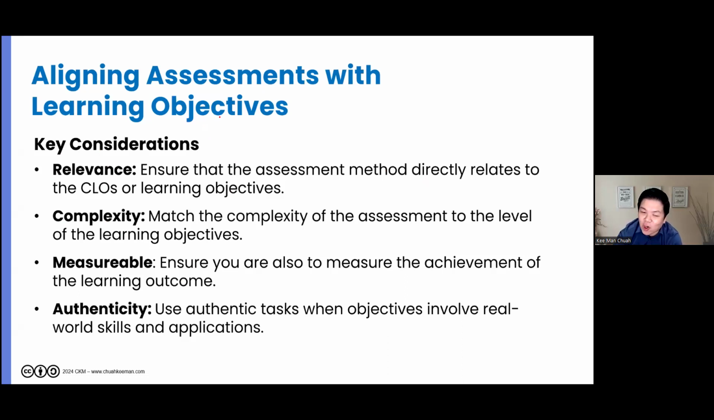If you're designing the course, or if you have the chance to do CQI, continuous quality improvement, you can relook at your objective, relook at your course outcome, and look for all these four things: relevance, complexity, measurable, and authenticity.